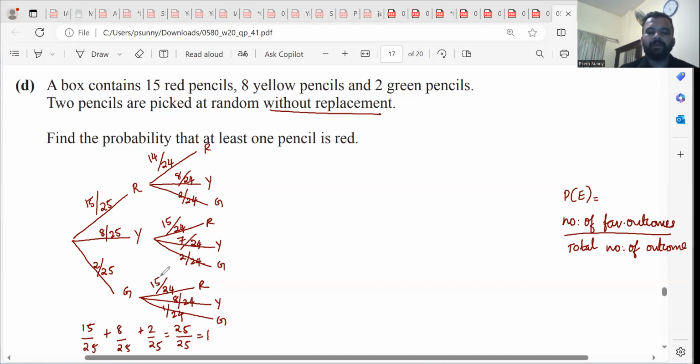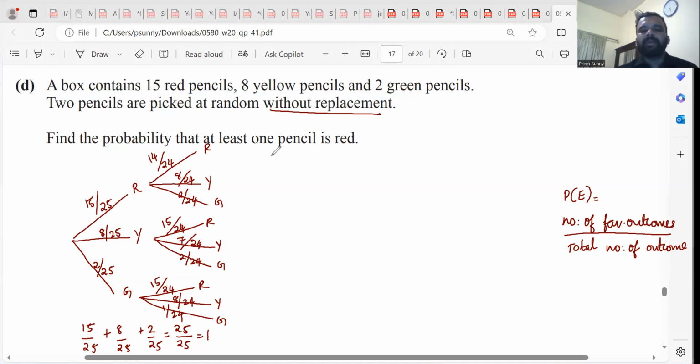Let's check my tree diagram is correct. So when you add them up, 15 plus 8 is 23, 23 plus 1 is 24, 24 over 24. That will give me 1. So basically, I'm done with my tree diagram here without replacement condition.